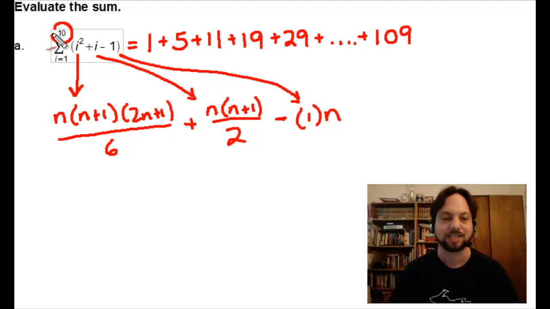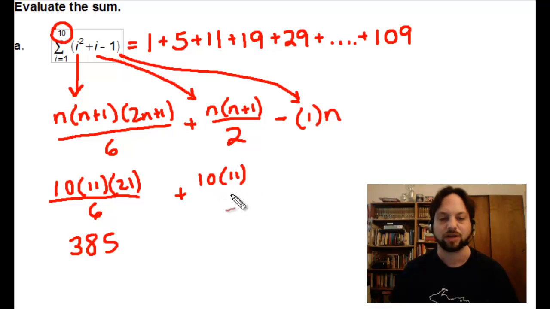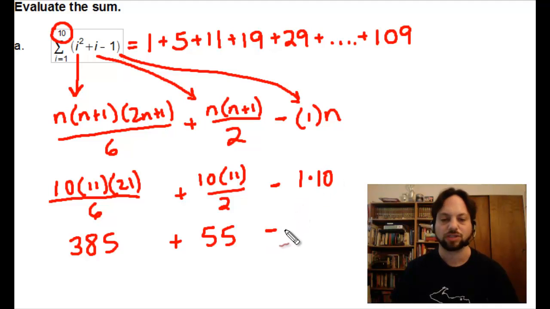And in this case, n, as I said, is 10. So how is this going to look? Well, we'll have 10 times 11 times 21 all over 6. That'll take care of my first term, which in fact is 385. Then we'll add that to 10 times 11 over 2, and that is actually going to work out to 55. And then finally we have this 1 times n, and that is, of course, just going to be 10.